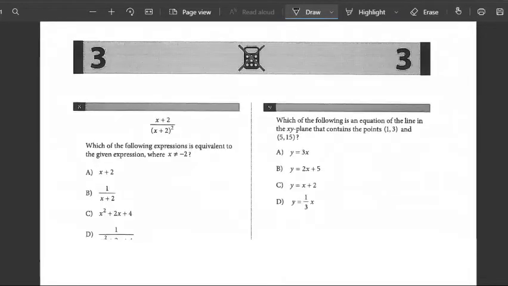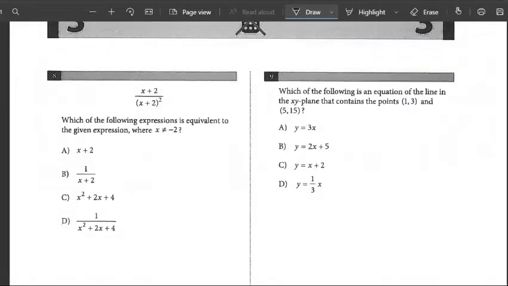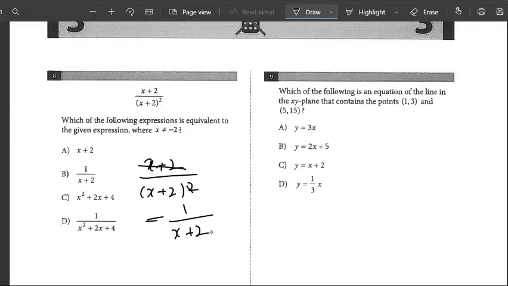Let's move on to the eighth one. Which of the following expressions is equivalent to the given expression where x is not equal to 2? Let's write this. X plus 2 over x plus 2 square. This can get cancelled, so it will be 1 by x plus 2, which is B, so 8 is B.